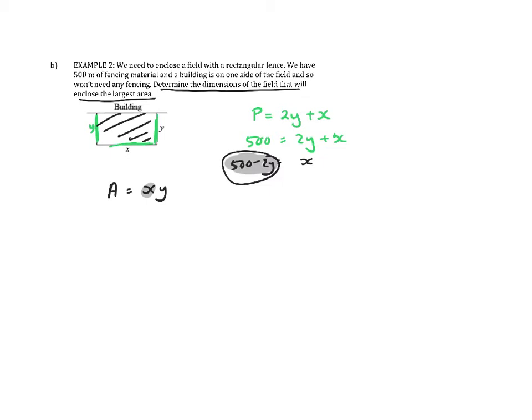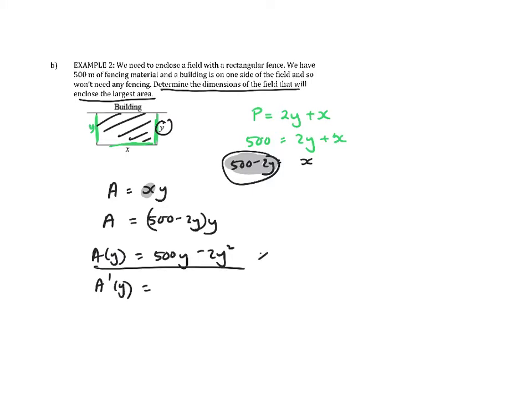Therefore, A is equal to 500 minus 2y, times y. Don't be confused between A and y, that's just the variable y. So A equals 500y minus 2y squared, and we're going to find the derivative of that. That is our optimized function, the one you want. The derivative of that will be 500 minus 4y.